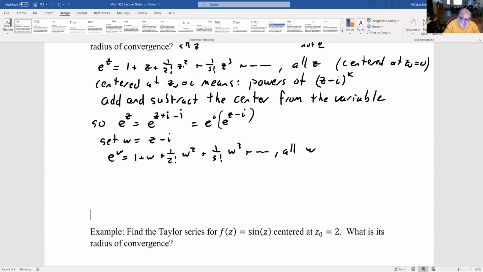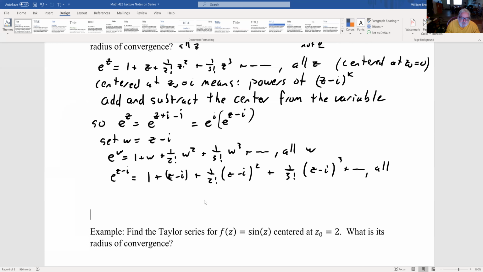So substitute back in, what that tells me is that e to the z minus i is equal to 1 plus z minus i plus 1 over 2 factorial z minus i squared plus 1 over 3 factorial z minus i cubed plus dot dot dot, for all z minus i. But every point in the plane can be written as z minus i. So all of these things are equivalent to all of z.